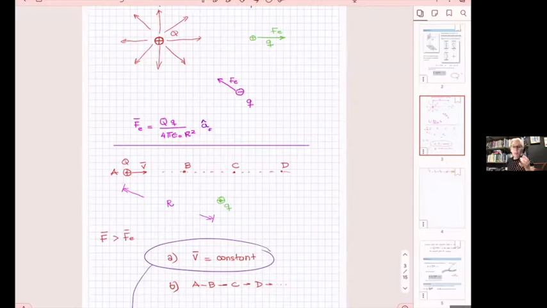But when it's the same charge, the capital Q charge, moving and passing through locations A, B, C, and D, in addition to the electric force, which now has the value that corresponds to that new distance, it's also going to have a new term, which is the magnetic force. That's what I wanted to say. Does that make it a little different, or is it easier to understand? A little bit better.